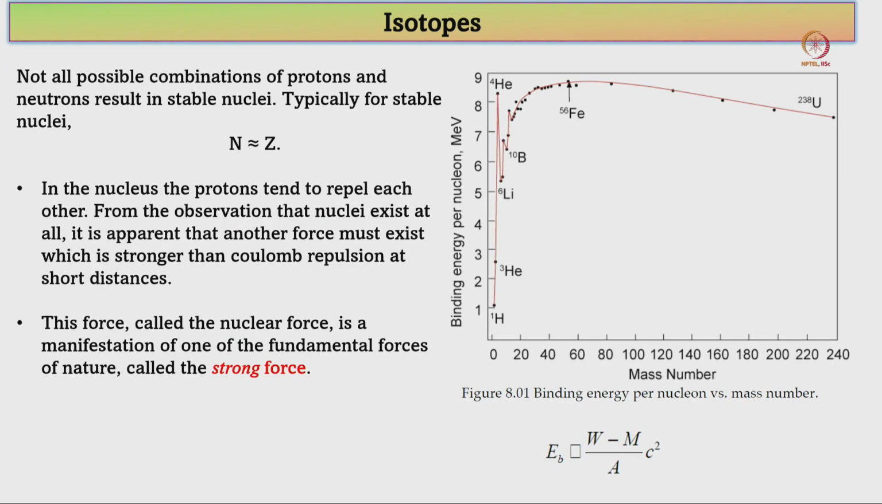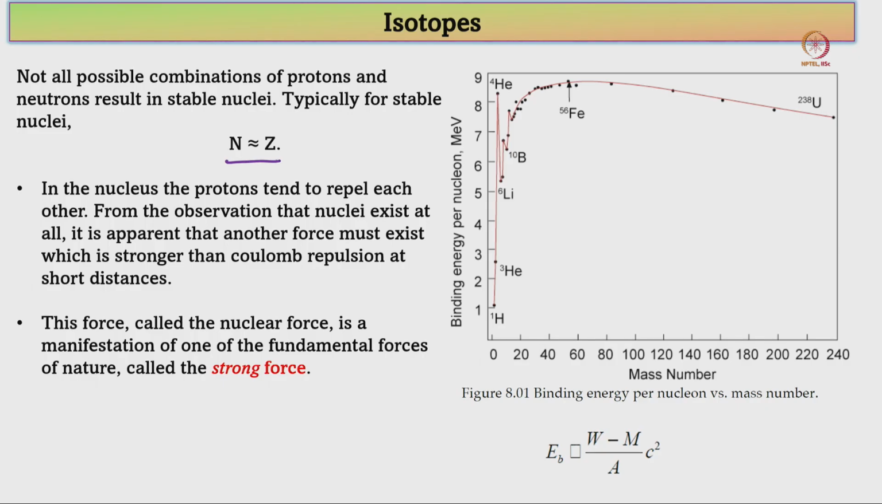Okay. So, typically it is said an atom is stable when the number of protons is equal to the number of neutrons. But as we go more in the atomic mass, as we reach higher atomic numbers, this assumption and this consideration fails. Okay. So, in the nucleus, as I said, the protons start to repel each other.